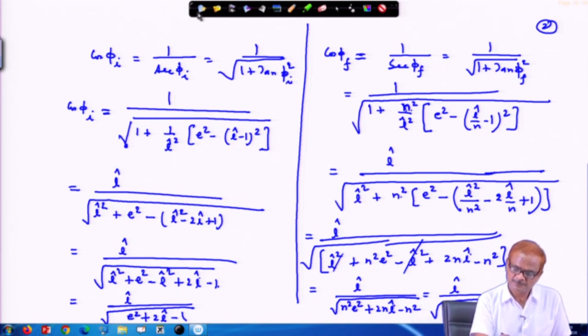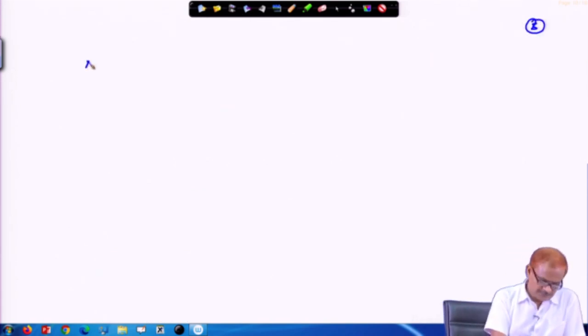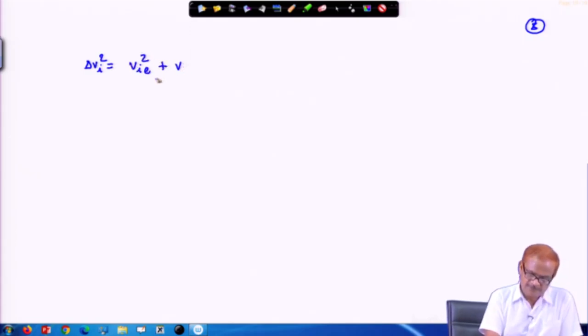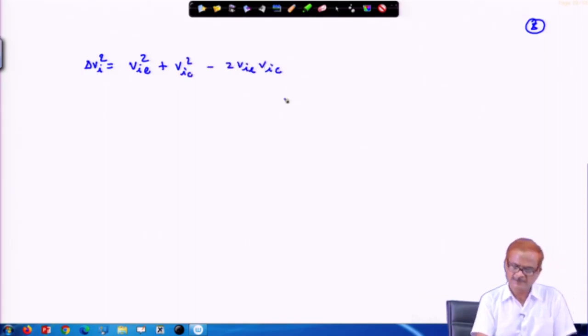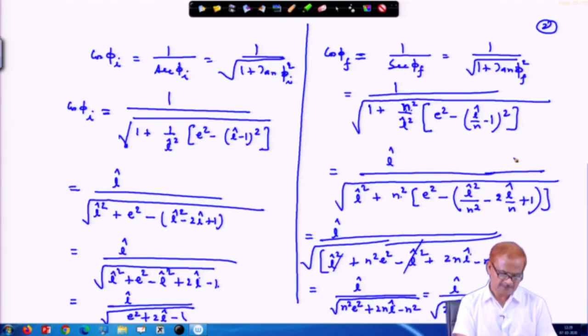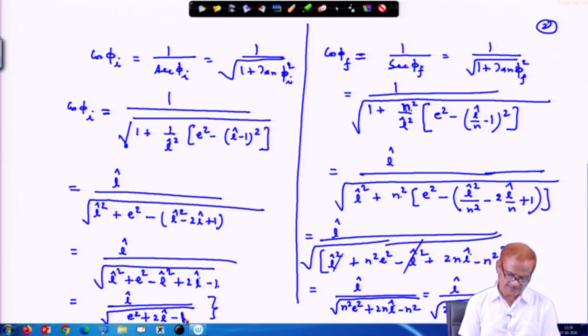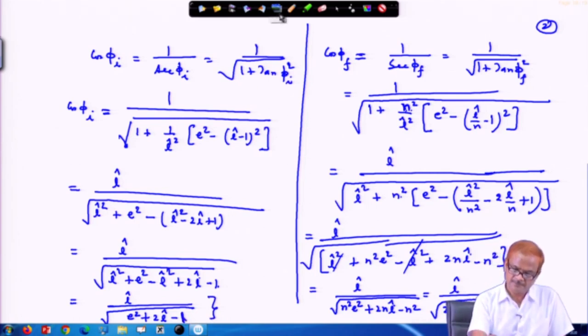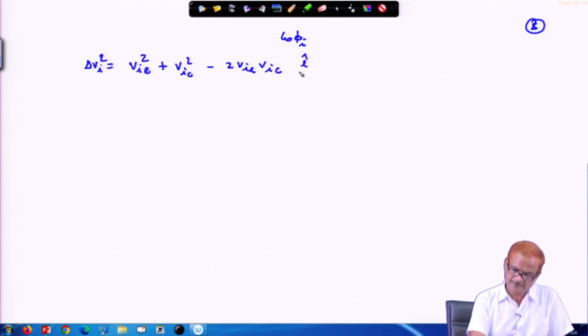Okay, so with this we have delta V I square equal to V I E square plus V I C square minus 2 V I E times V I C times cos phi I. So, cos phi I we have already worked out on the previous page. So, cos phi I is here, finally, this is minus 1. So, L cap divided by L cap divided by under root E square 2 L minus 1, E square plus 2 L cap minus 1.